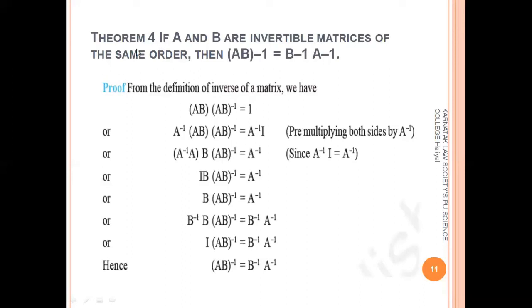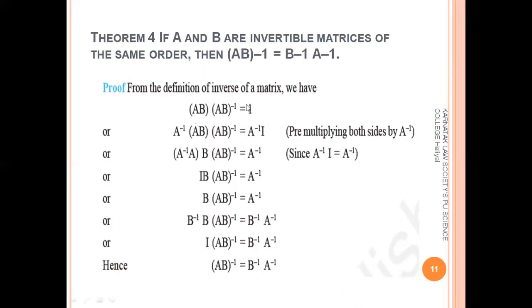This proves the theorem. Now the next theorem is: if A and B are invertible matrices of the same order, then (AB) inverse is equal to B inverse A inverse. It is a 3 marks question. It is not AB minus 1. It is (AB) inverse equals B inverse into A inverse.